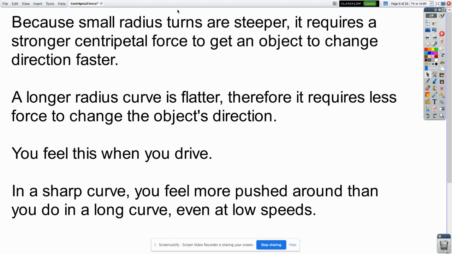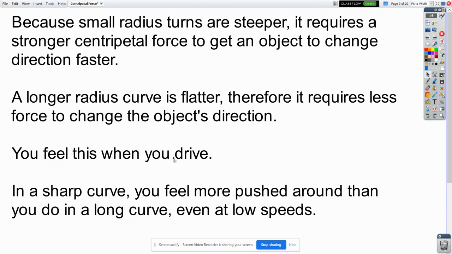So small radius turns require stronger centripetal forces due to the larger change in direction that has to happen for every degree that you're going. The longer radius curves are flatter. They don't need as much centripetal force. And again, you feel this every time you drive. Driving is a great example of physics because we experience so many of these phenomena as we drive a car.